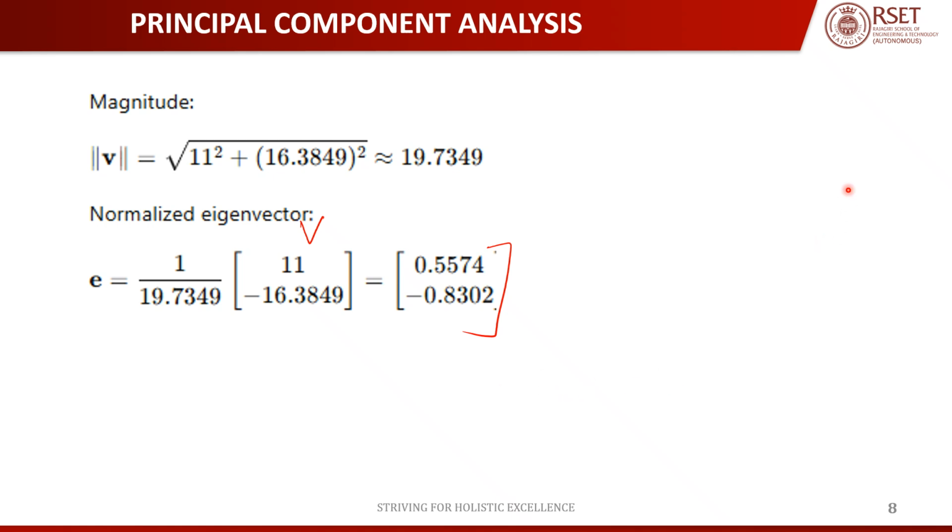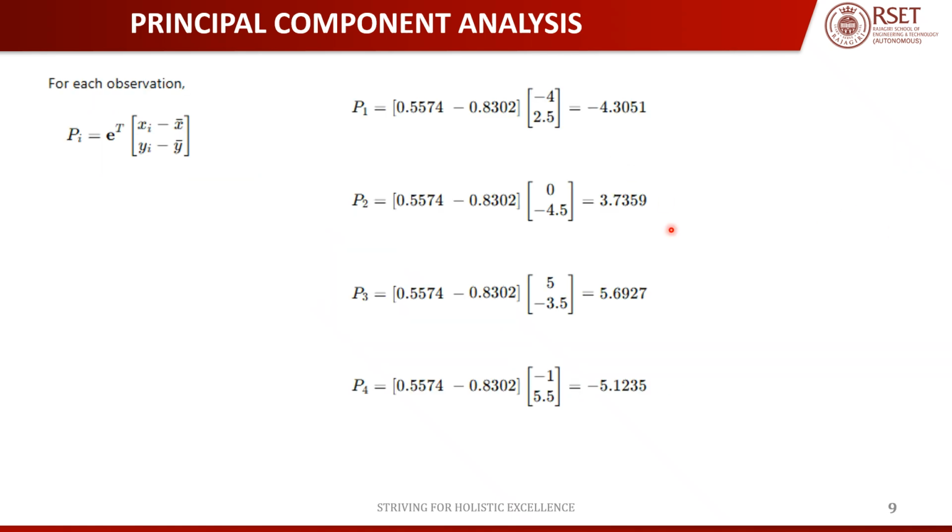Using this you can find the principal components. So for that, your Pi is given by an E matrix, which is a column matrix, and just take the transpose of that, which is 0.5574, minus 0.8302. So this is your E transpose, and then you multiply.